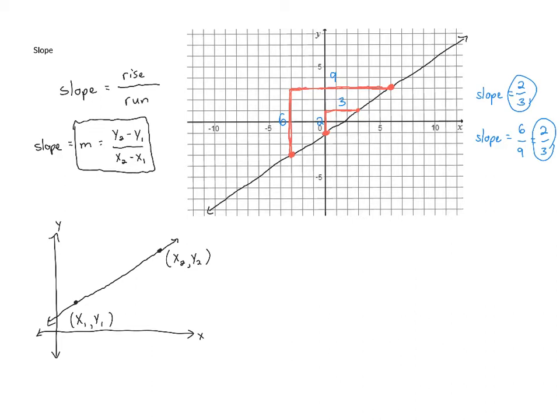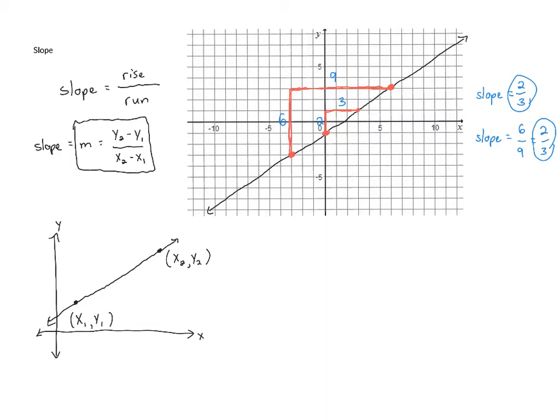Now, you may not have seen subscripts before. Those are little numbers in variables. But this is just a way to make it so that our variables are labeled in a way that makes sense. This is the x coordinate of the first point. This is the y coordinate of the first point. This is the x coordinate of the second point and the y coordinate of the second point. Okay? So now that we have these, we need to figure out the rise and the run.